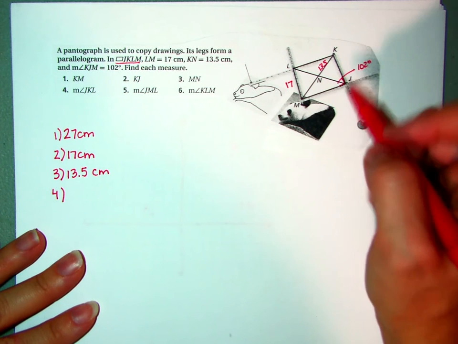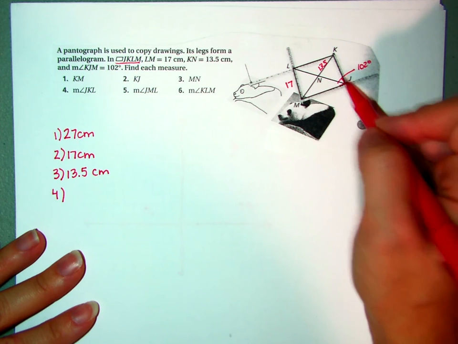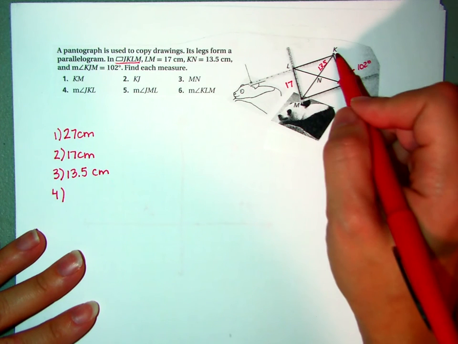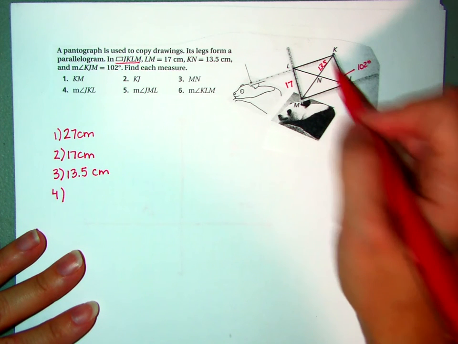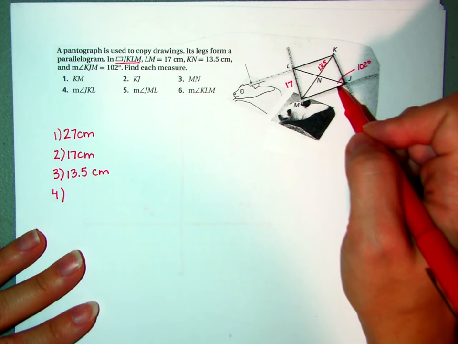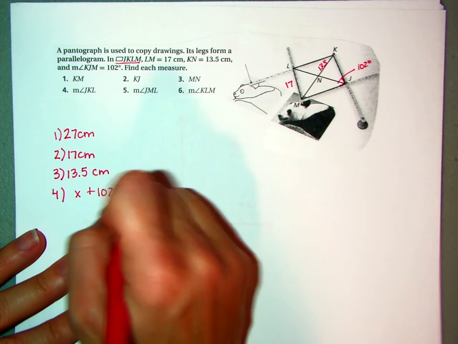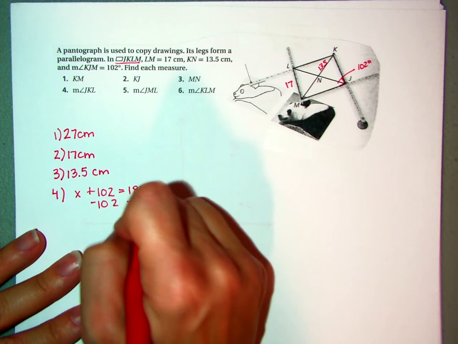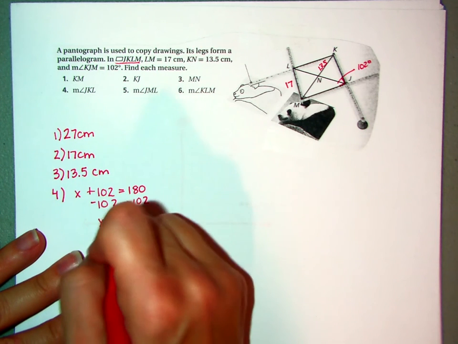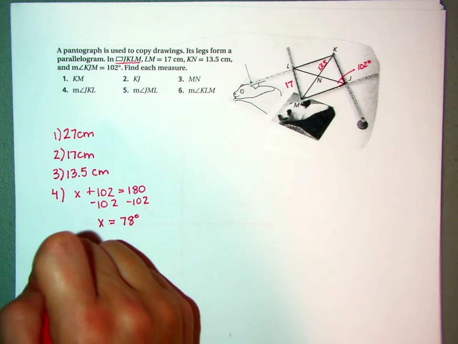The next one asks for us to find the measure of JKL. Now, when you're looking at JKL, that angle is what we call consecutive to this angle we were given before, because they are side by side. In a parallelogram, the consecutive angles are going to be supplementary. So whatever that angle is, I don't know what that is, so I'm going to say it's X, plus the 102 degrees should equal 180 degrees. When you subtract 102 from both sides, that's going to give you your X, which is going to be 78 degrees. Number 5.